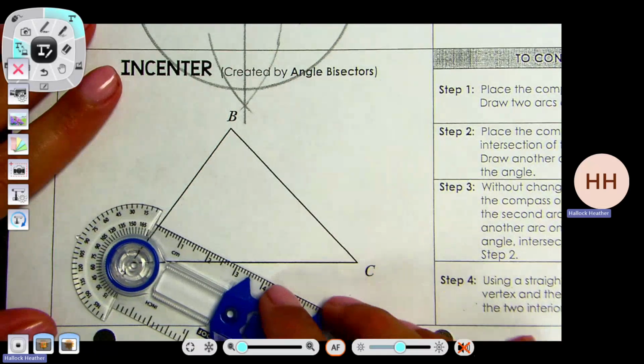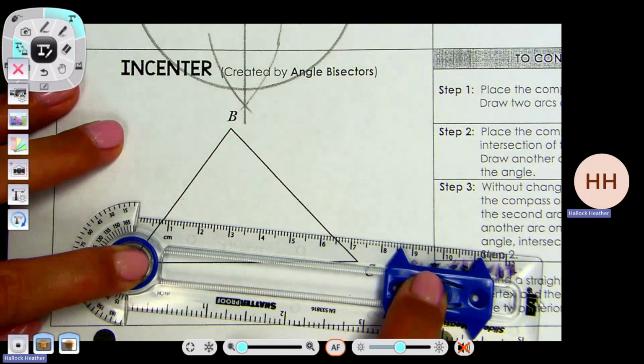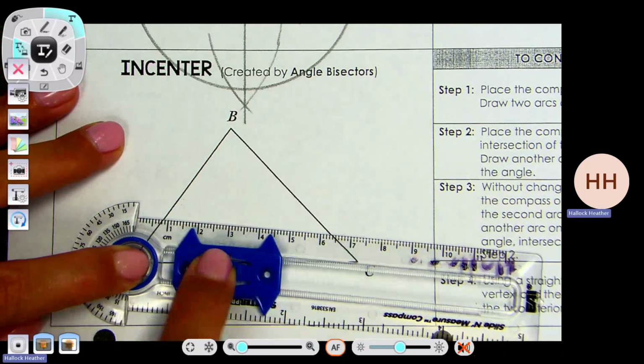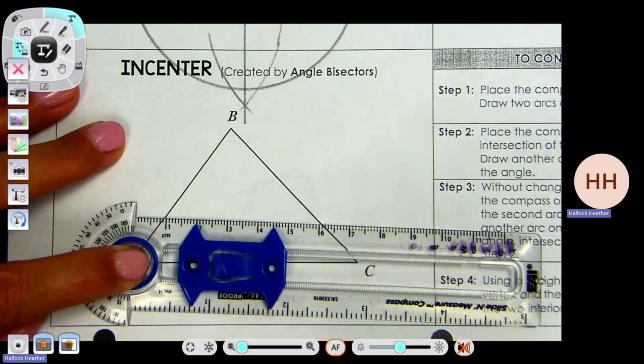So A, we're going to put our compass on A. And now you don't want this really big. You don't want it more than half the distance. You actually want it kind of close to A. It doesn't have to be super close all the way, just a small amount. We're not measuring anything, just a little bit off of the corner.